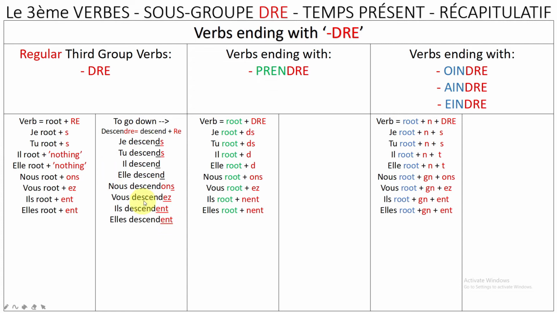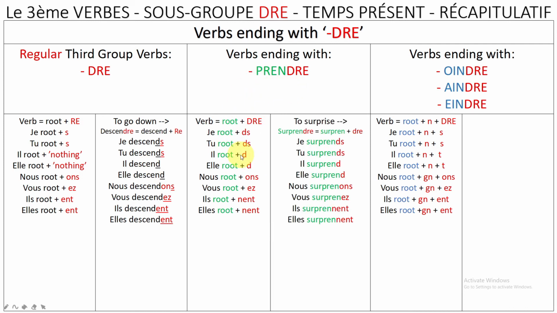So please pay attention. So one more time, when a verb ends with DRE, to get the root, I just need to remove RE from the verb. Okay. Now let's do an example for the PRE and DRE. So here I'm taking the verb surprendre, to surprise. Okay. So here, what's the logic? We said to get the root of verb ending with PRE and DRE, I need to remove DRE from the verb. Okay, that's what I did here. So, surprendre, I'm removing the DRE.